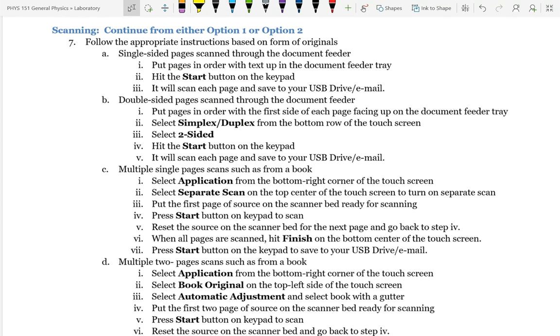If you're scanning single-sided sheets of paper, you can put them in the document feeder, put the top one on top.